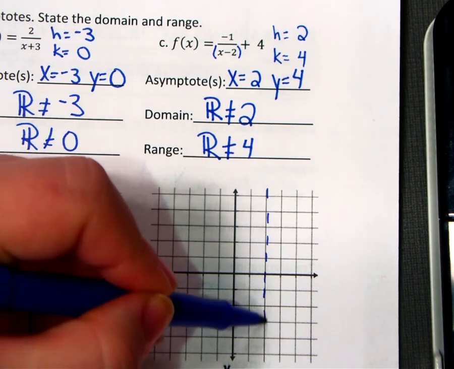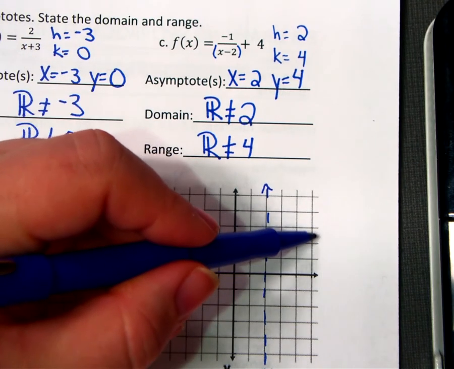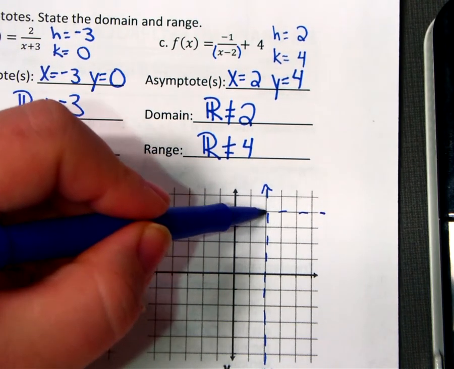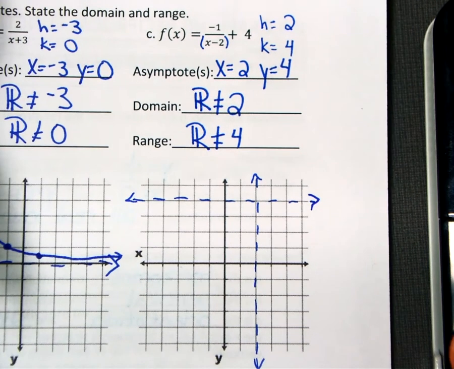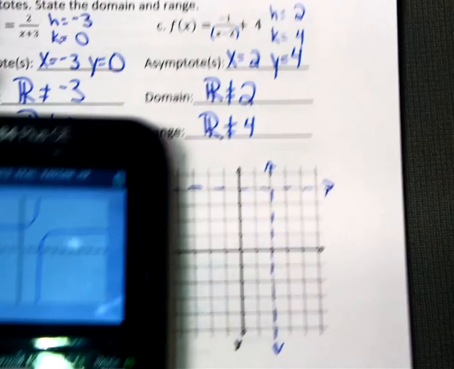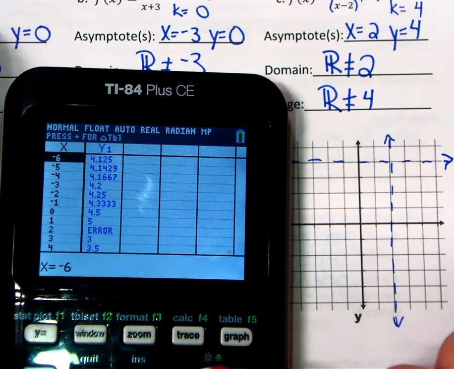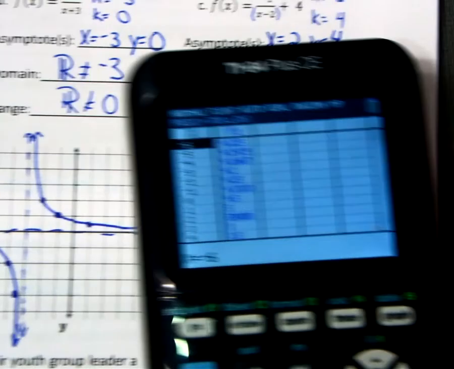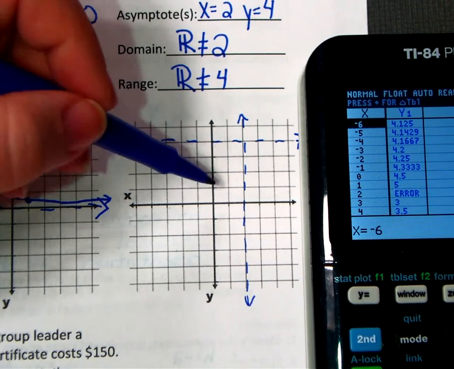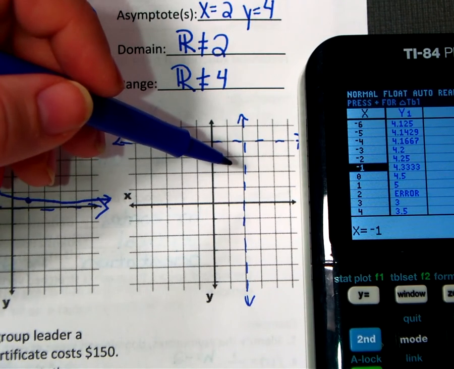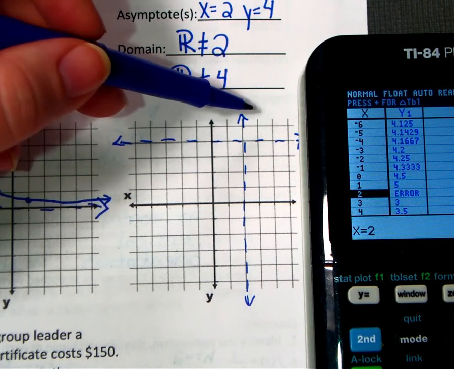So here's my asymptotes at 2 and at 4. So here's what my graph looks like on my calculator. Go to my table so I can plot some of those points. Now they're not pretty points here. That's okay. Just get as close as you can. You're just trying to get a good shape. Here's your error. That's confirming that my vertical asymptote is in the correct spot.